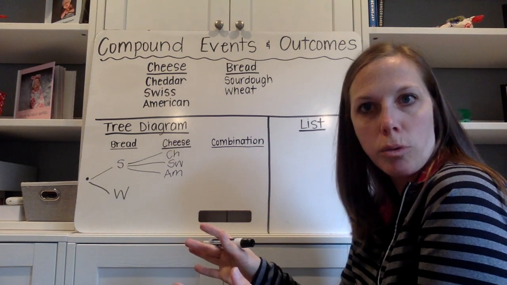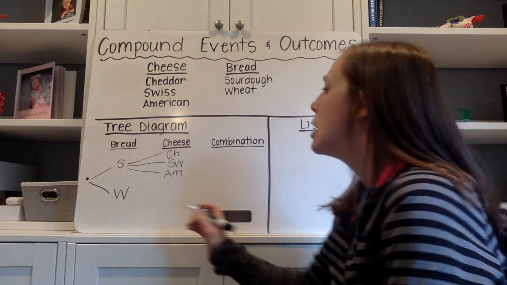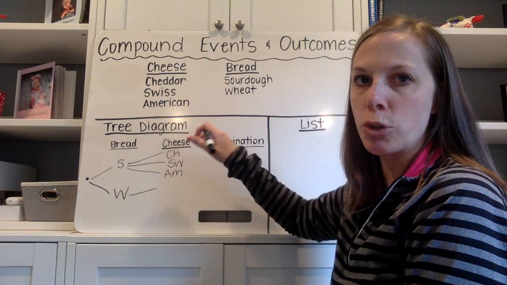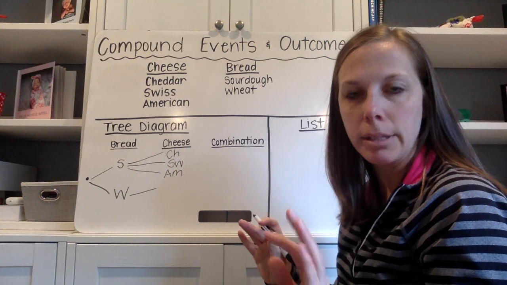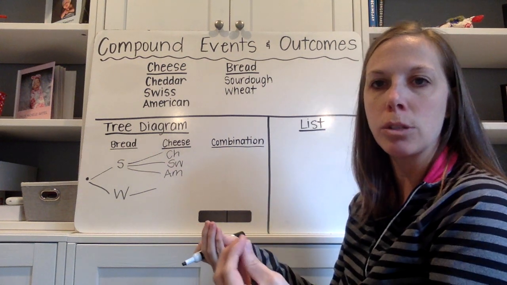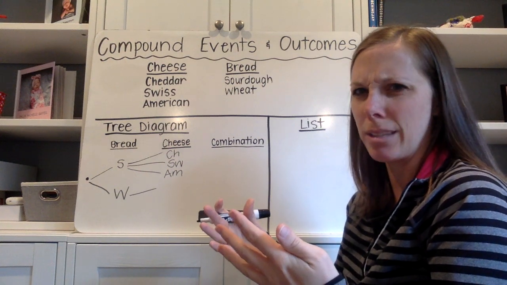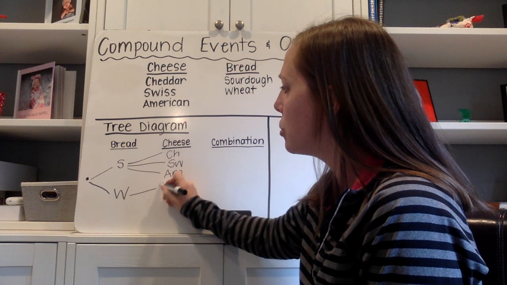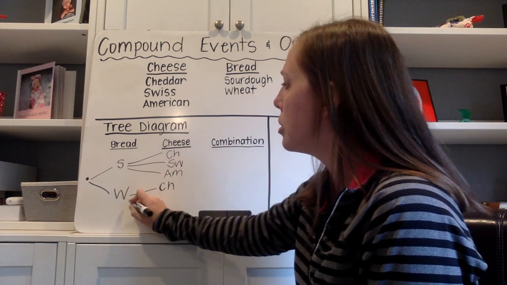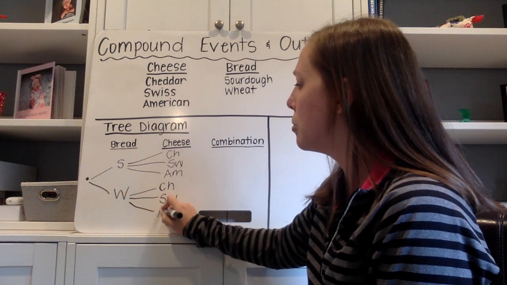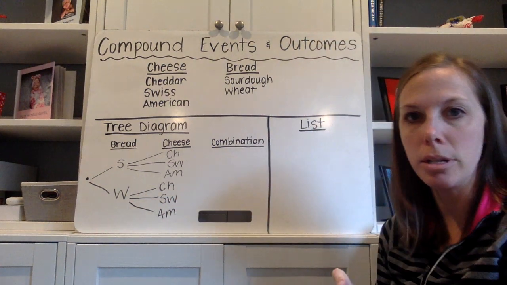That's why we call it a tree diagram, the branches. If I've chosen wheat bread, I still have these same three choices. No one is like, oh my goodness, it is absolutely impossible to have a wheat bread grilled cheese with Swiss. Can't do it. That's not a thing. You can do whatever you'd like here. So with wheat bread, I can choose cheddar cheese, Swiss cheese, or American cheese.